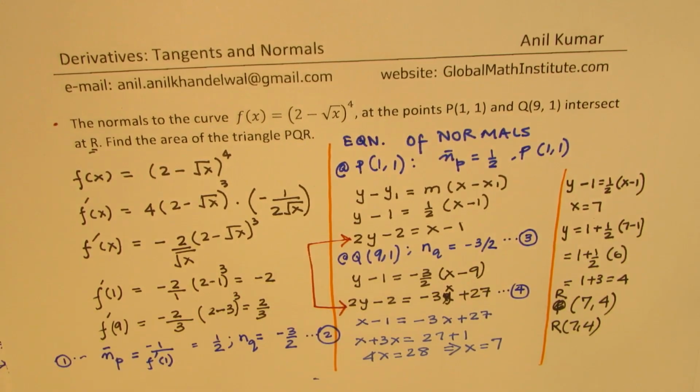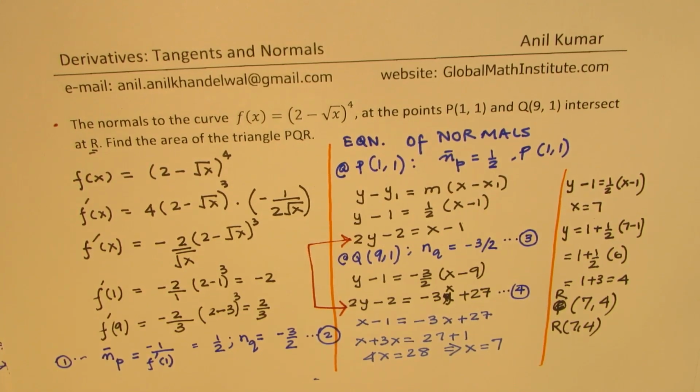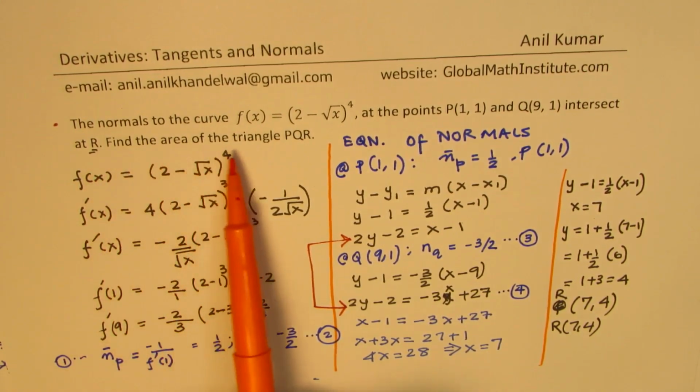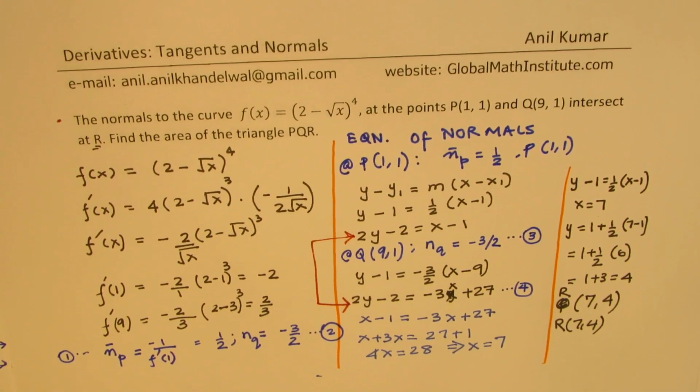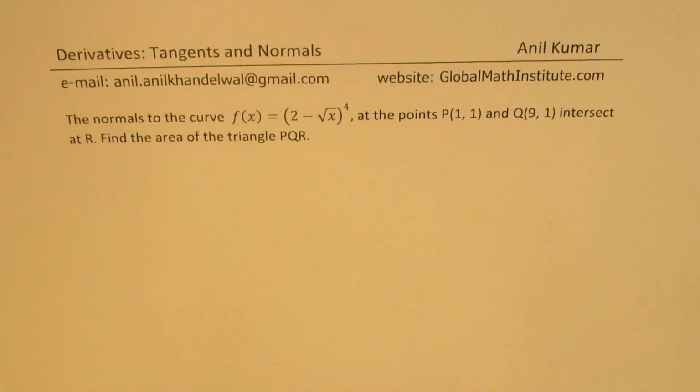So we're done. We have found the point of intersection. And now the second part here is to find the area of the triangle PQR. So let's take it to the next page. We'll use R as 7, 4. Here is the question for you.